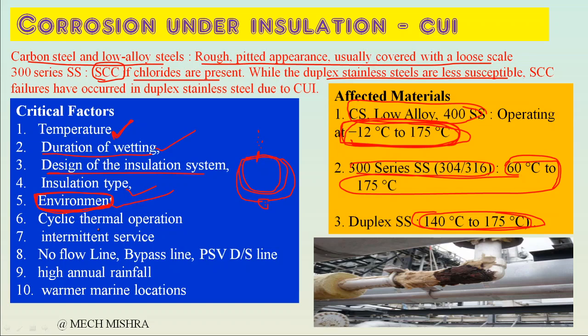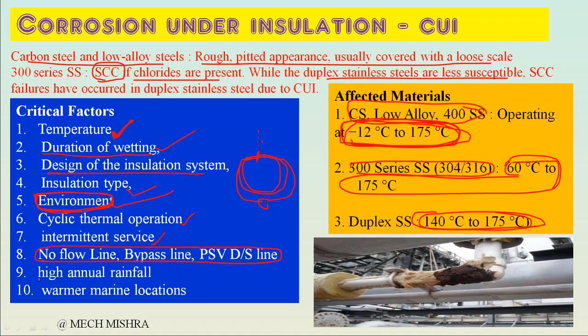So if it is a cyclic thermal operation, then we are prone to CUI. So that needs to be first considered in our CUI list. Intermittent service: if my service is intermittent, then also we are prone. Then some of the no-flow lines, like PSV upstream and downstream lines, control valve bypass lines. When there is no significant flow, or bypass lines, or NNF lines, then they are also prone to CUI.